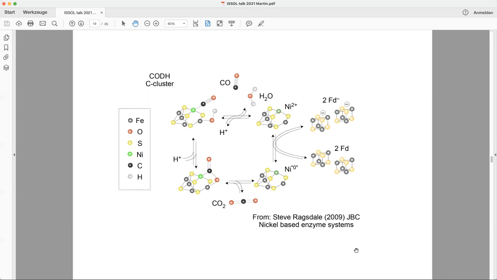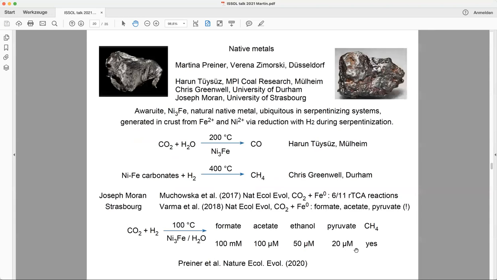CO2 reduction in biology is always a 2-electron reaction. And maybe that's why people have not had great success using iron sulfur minerals, because there are always 1-electron reactions. So we started to try this with Martina Preiner, who came to Dusseldorf from Munich to do her PhD thesis. And we found some cooperation partners who were willing to work with us, Harun Tusuz at MP Mulheim, Chris Greenwell in Durham, and Joe Moran in Strasbourg. So we started working with awaruite, a natural native metal that's ubiquitous in serpentinizing systems.